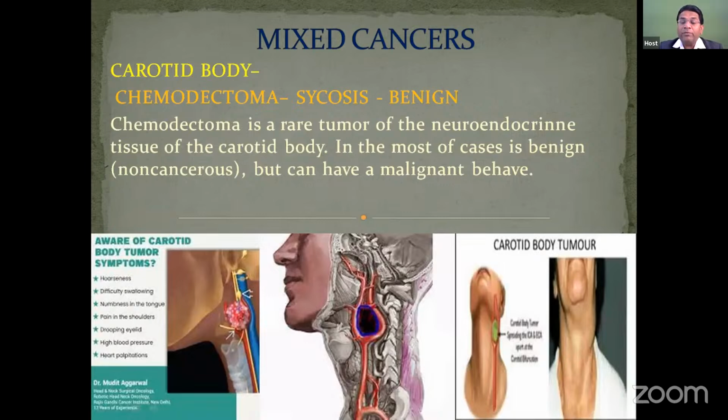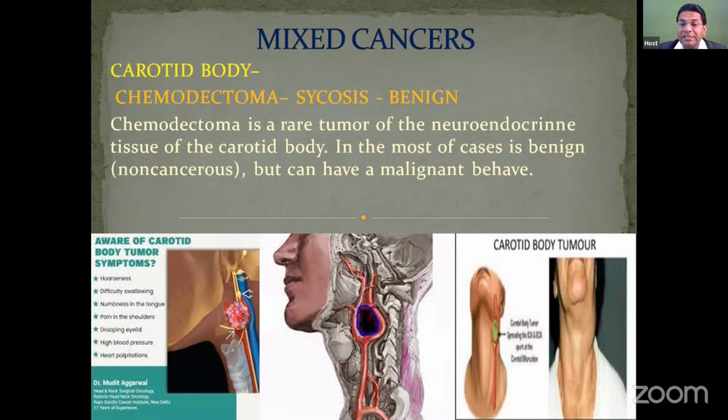तो कैरोटिड बॉडी में किस टाइप का ग्रोथ होता है और उसे क्या कहते हैं? So कीमोडेक्टोमा is the growth appear in the carotid body. This कीमोडेक्टोमा, it is psychotic, benign. कीमोडेक्टोमा is a rare tumor of the neuroendocrine tissue of the carotid body. So neuroendocrine tissues are involved in this tumor.